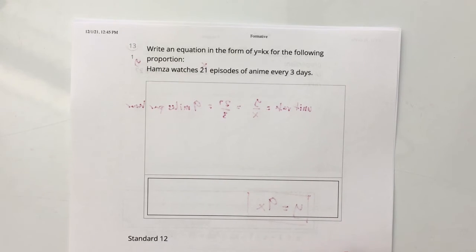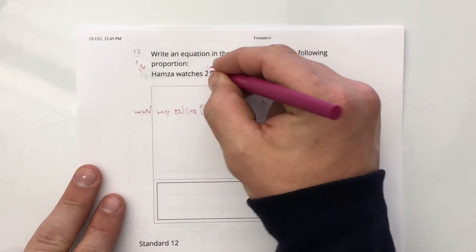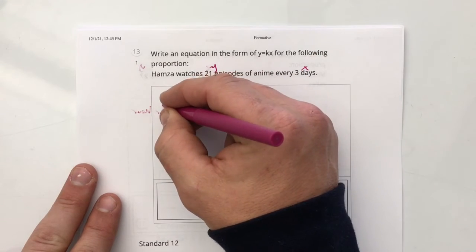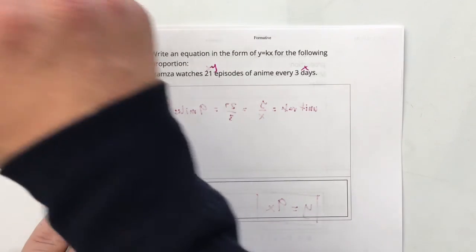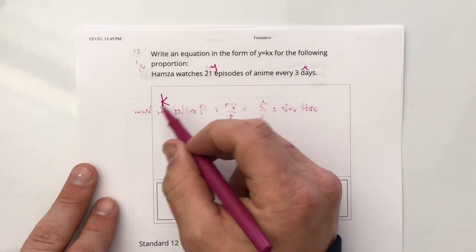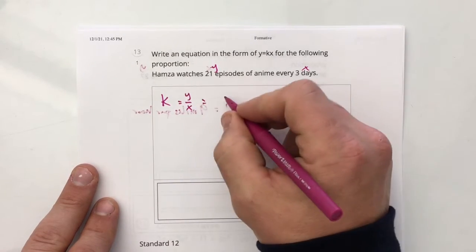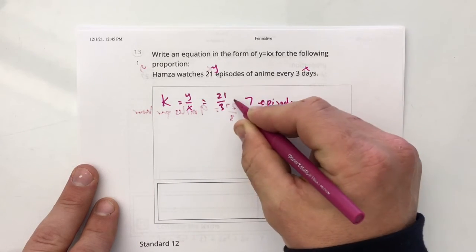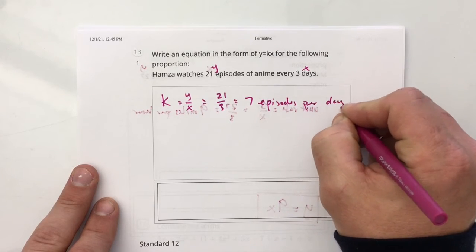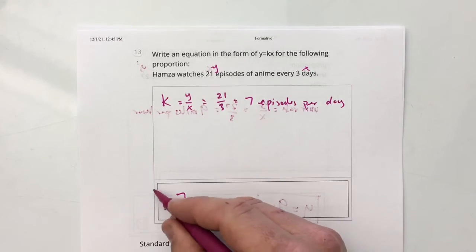Number 13. Hamza watches 21 episodes of anime every 3 days. That's my Y, that's my X. So, first I have to find my unit rate, which is k, which is y divided by x. So 21 divided by 3, or 7 episodes per day. So my equation is just y equals 7x.